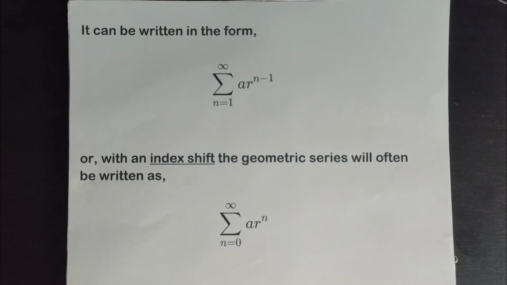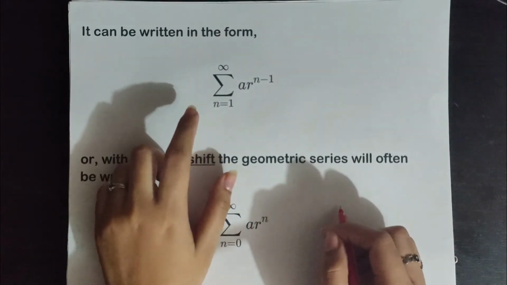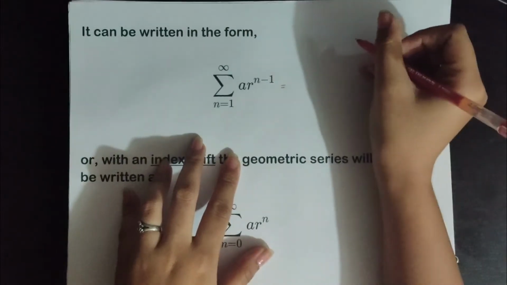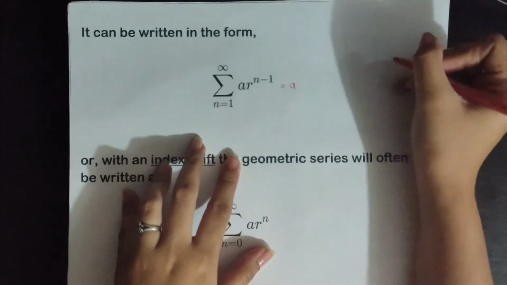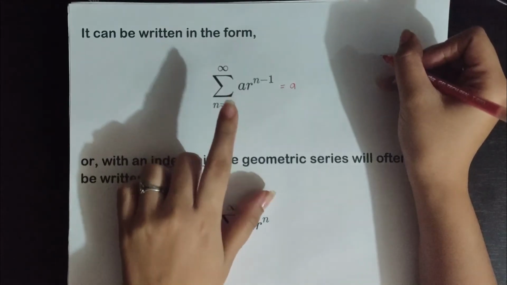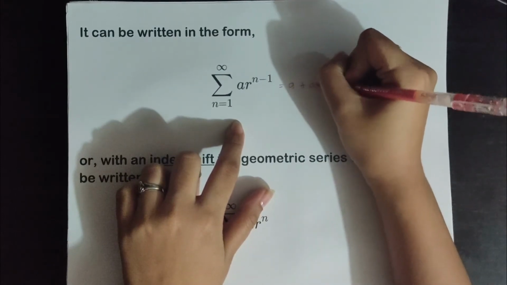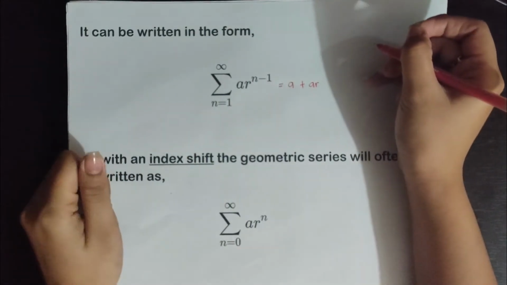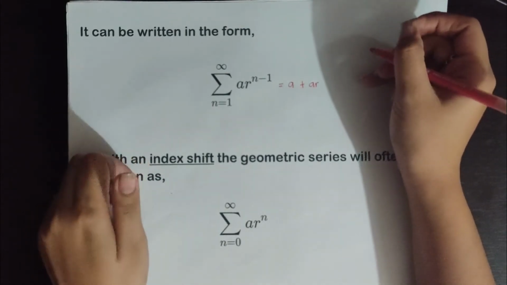So for example, if you express out the first few terms of this, for the first one you plug in n equals 1. So r raised to 0 is 1, so a. And then when you plug in n equals 2, you get r to the 1, so plus ar, and so on. Now does this converge or does this diverge? It depends on the parameters.